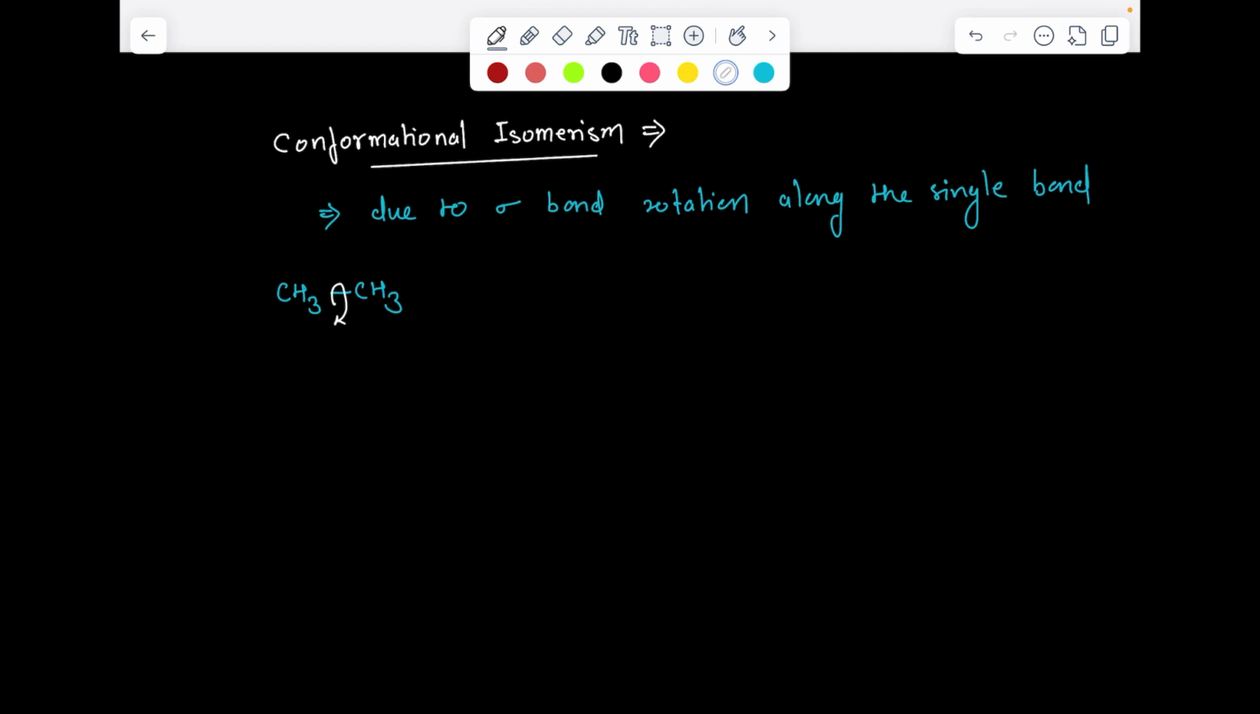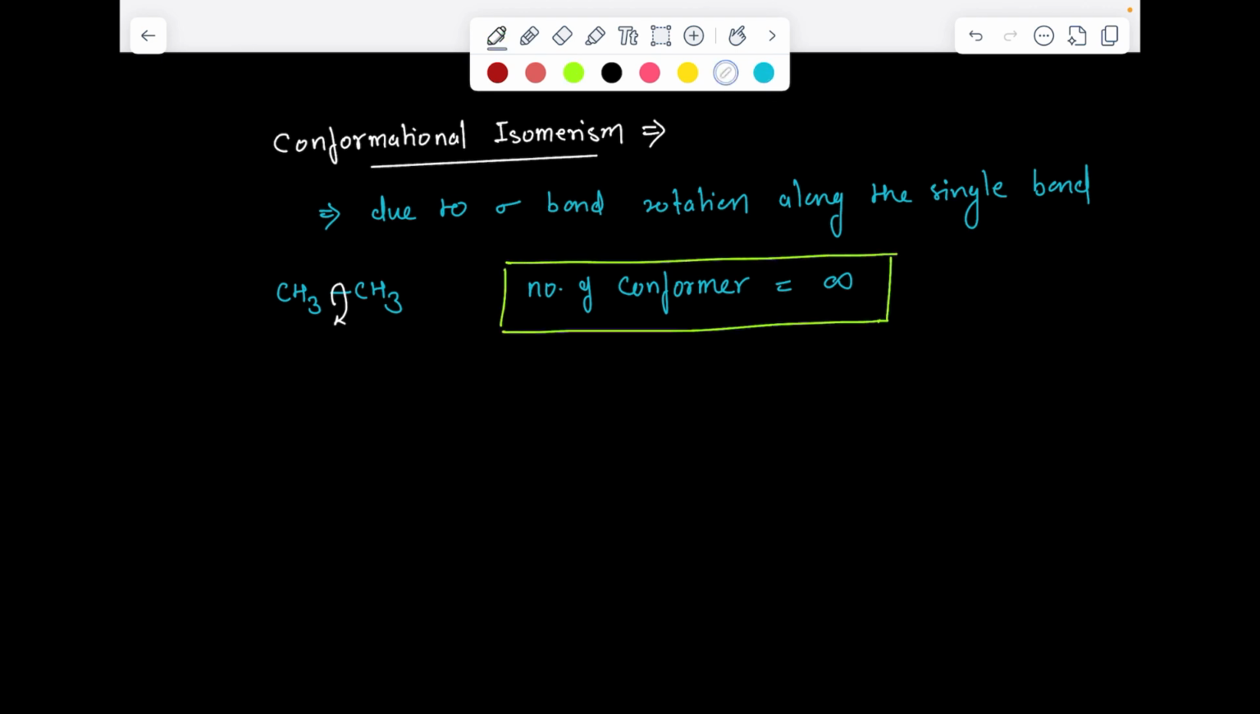Because of this rotation we have n number of conformer isomers, and these isomers are also named rotamers. So here I am going to write that the total number of conformers would be infinite, because rotation can happen any number of times: 0 degree, 1 degree, 2 degree, any degree we can rotate. Now based on this rotation we have two types of projection here.